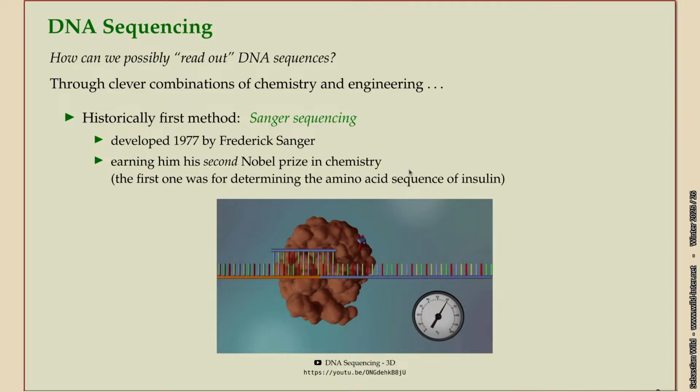It's also relevant that he won the Nobel Prize, Frederick Sanger, that is. And it was his second. There's not so many people that got 2 Nobel Prizes. He's one of them. He popped up early in the lecture for sequencing insulin. And the other one, again, a sequencing task, but this time nucleic acids.